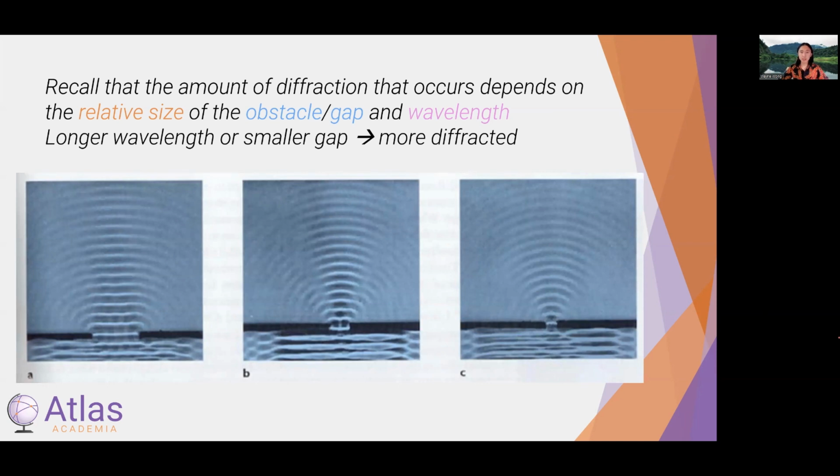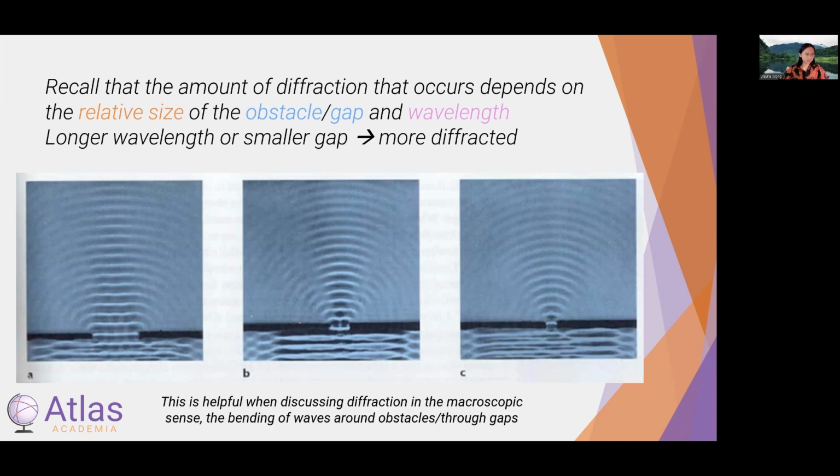If you don't believe me that this is a real thing that happens, here are some photos of water waves diffracting through different slits. Big slit on the left, small slit on the right. We notice on the left, there's these shadow zones and there's less bending. On the right, there's perfect bending. We get perfectly circular waves from effectively a point source of the slit once they leave the slit. Now, the key thing is this way of talking about diffraction is really helpful when we're talking about it in the macroscopic sense.